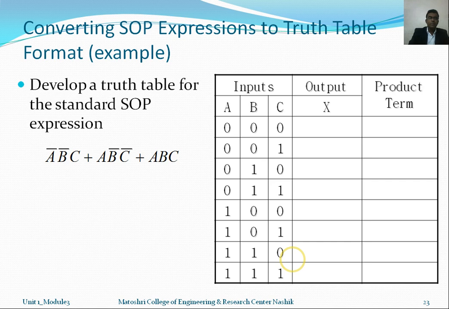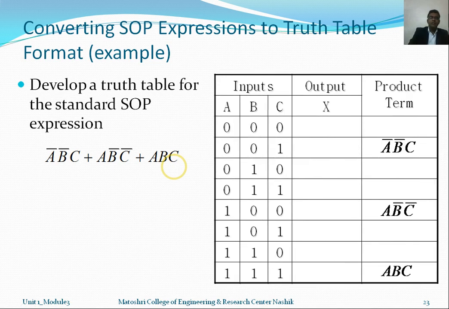We have to see here how we are converting the SOP expression into the truth table. These are the SOP expressions: A bar, B bar, C. The second product term is A, B bar, C, and the third product term is A, B, C. These product terms we are representing in the table like that.